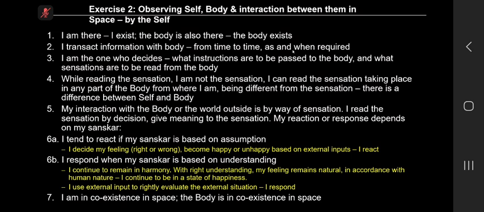Because he is also coexistence. It doesn't matter whether he is aware or not, but he is also in coexistence. Now if I help him to see coexistence, he will be relaxed.